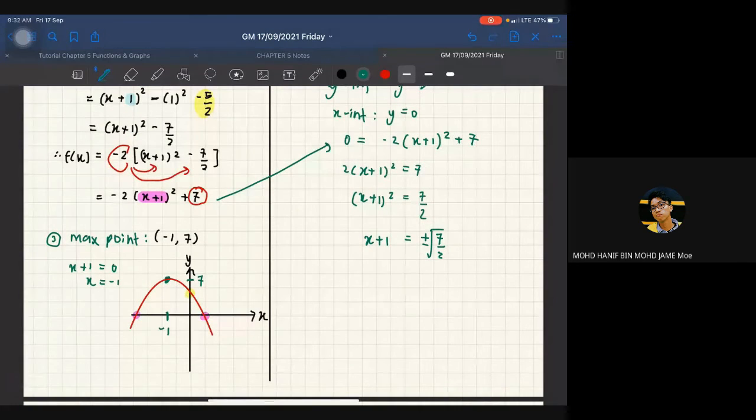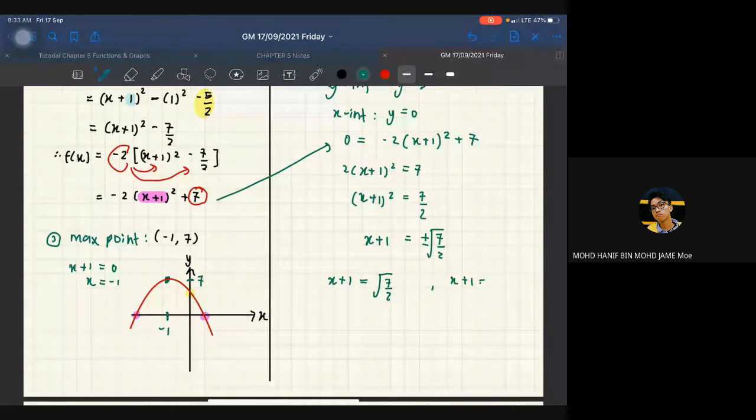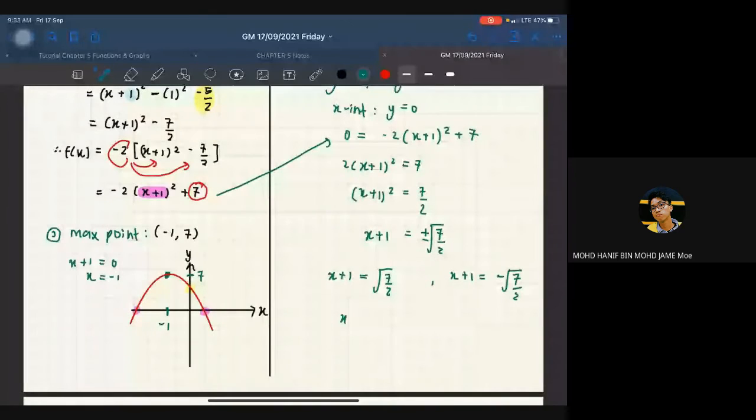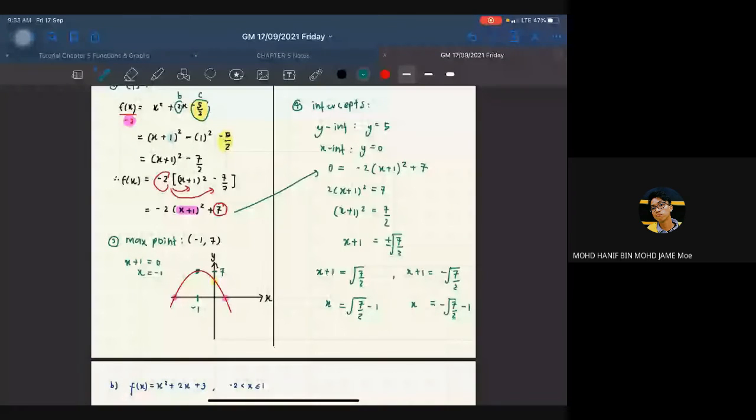Okay, and then awak pecahkan dia kepada 2. So the first one you have x plus 1 equals to positive 7 over 2. And then another one you have x plus 1 equals to negative 7 over 2. Okay, so cari nilai x awak. So first one awak akan ada 7 over 2 minus 1. And then the second one you have x equals to negative 7 over 2 minus 1. Okay, so itu dua ni adalah awak punya x intercept. Lebih complicated sikit.